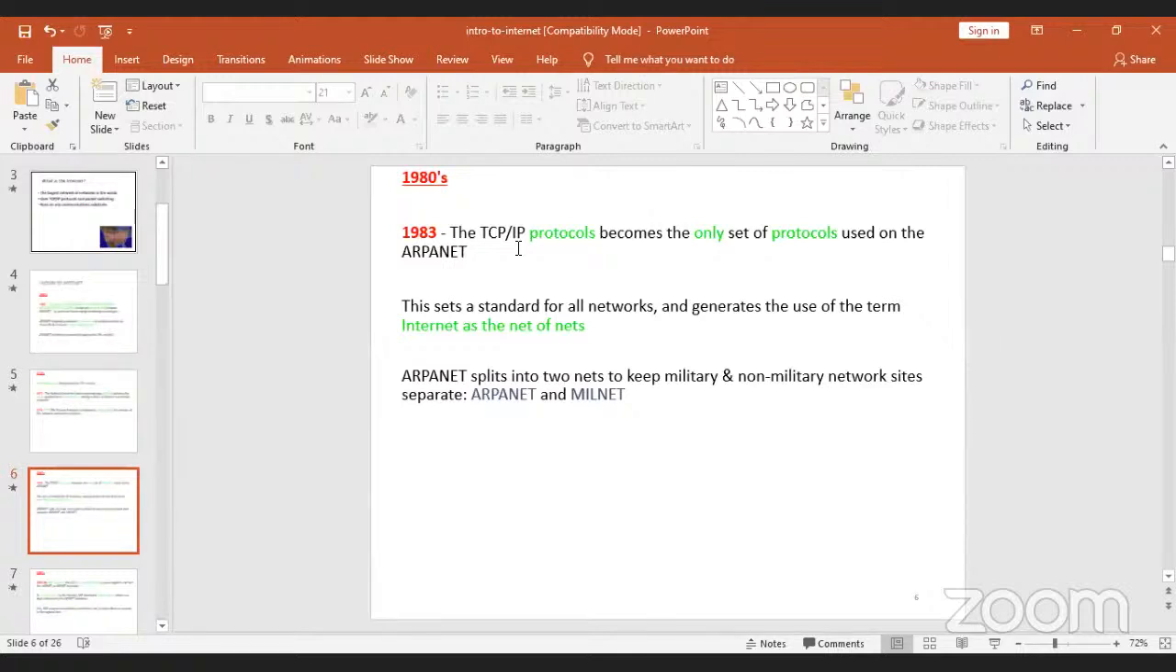After that, the internet split into two networks. I said the people that invented the ARPANET were the military, the Department of Defense research in the US. So later they had to split the ARPANET into two because of security reasons. So we now have two separate networks: the ARPANET and the MilNet.